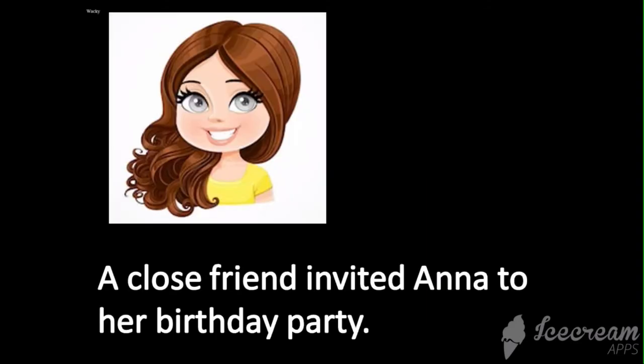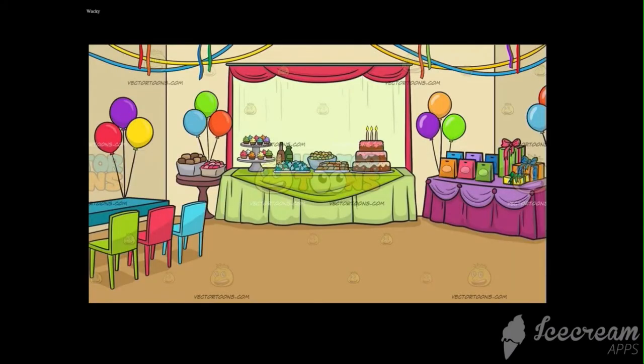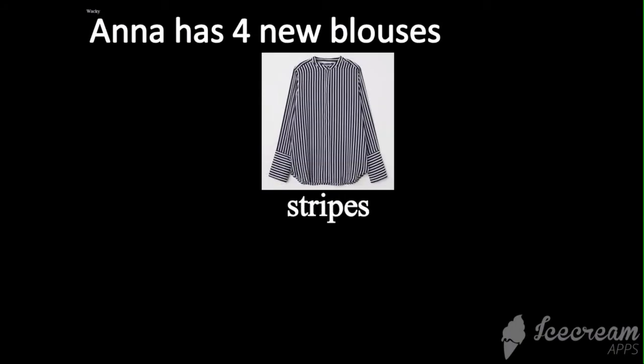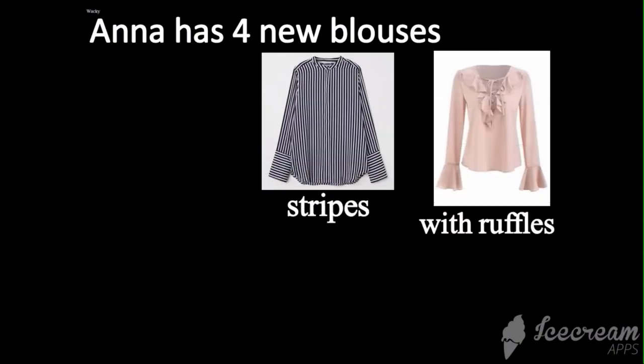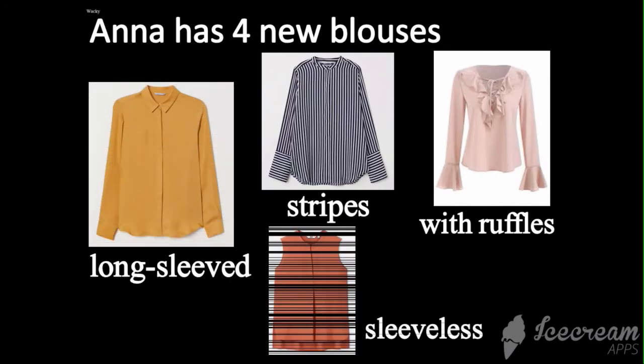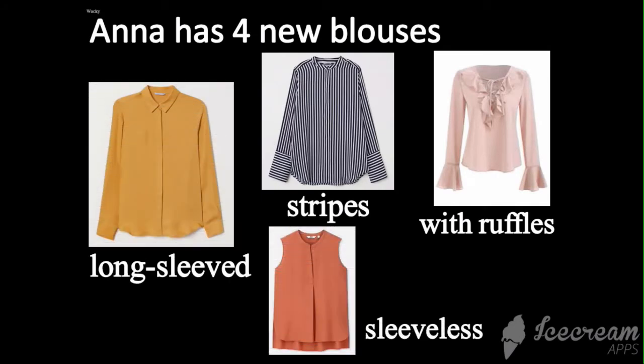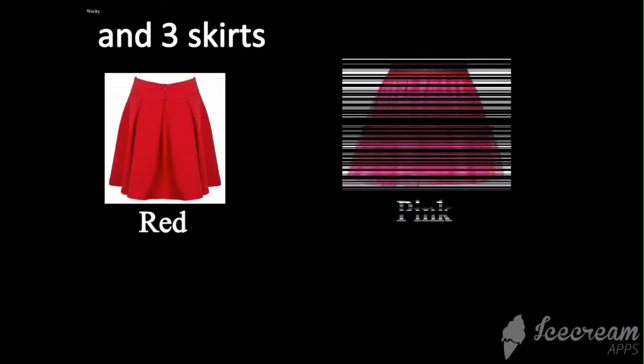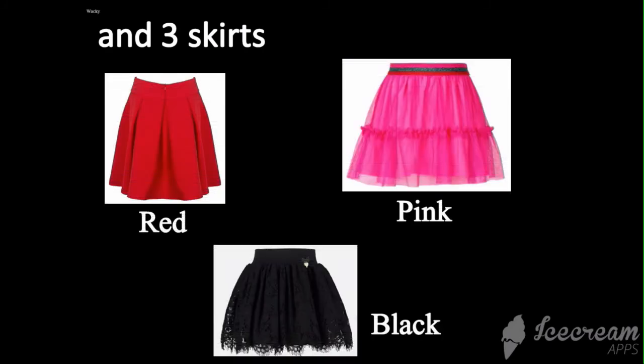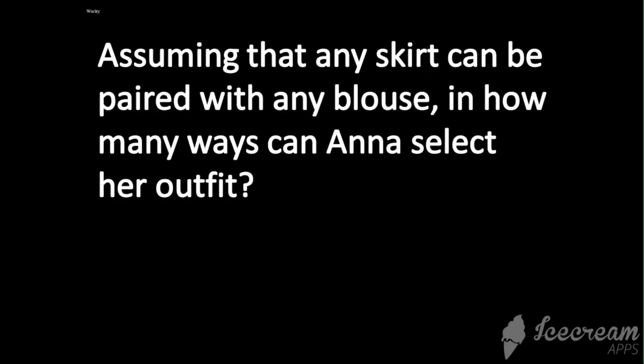Permutations. A close friend invited Anna to her birthday party. Anna has 4 new blouses: stripes, with ruffles, long sleeve, and sleeveless. And 3 skirts: red, pink, and black. Assuming that any skirt can be paired with any blouse, in how many ways can Anna select her outfit?